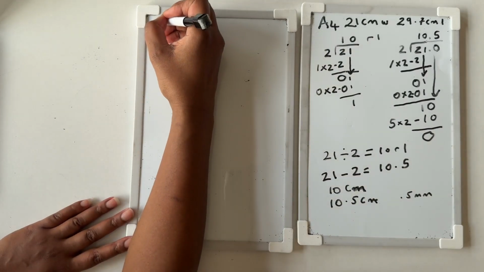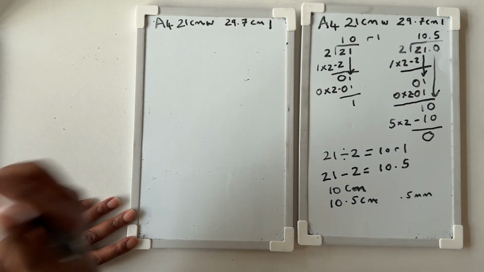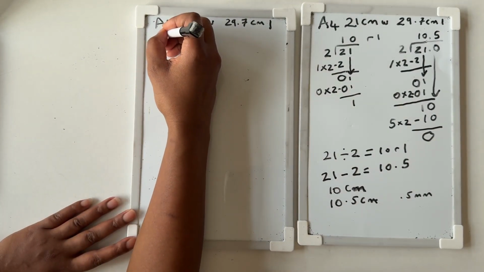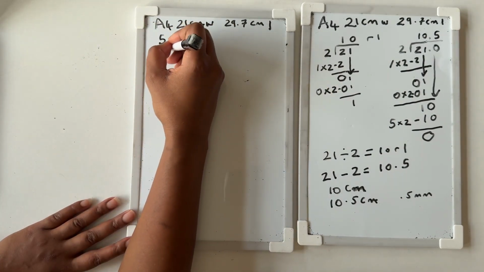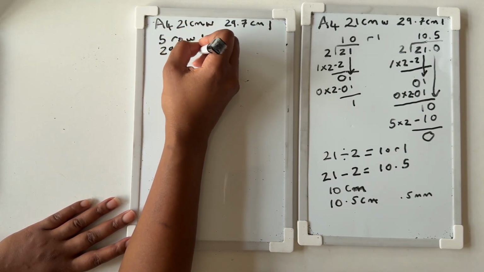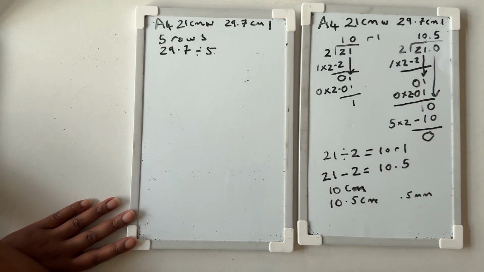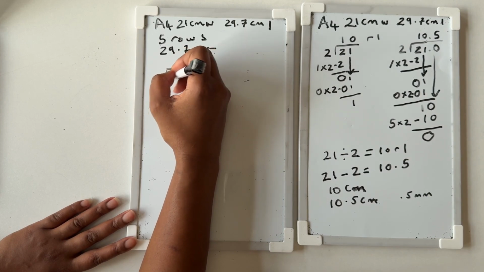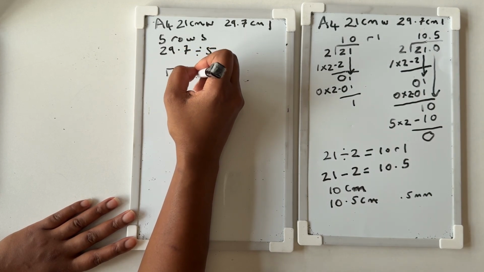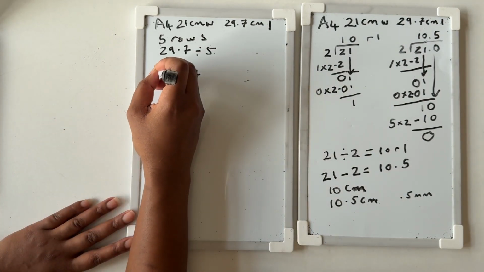So we've still got our A4 piece of paper. So I want 5 rows. We're going to do 29.7 divided by 5. First, we're going to do it with remainder, and then we're going to do it into the decimals. So we write 29.7 in our division bar, and we write 5 outside.